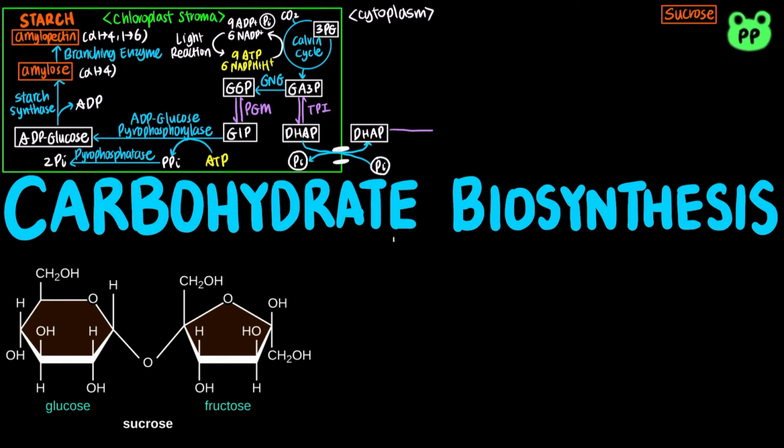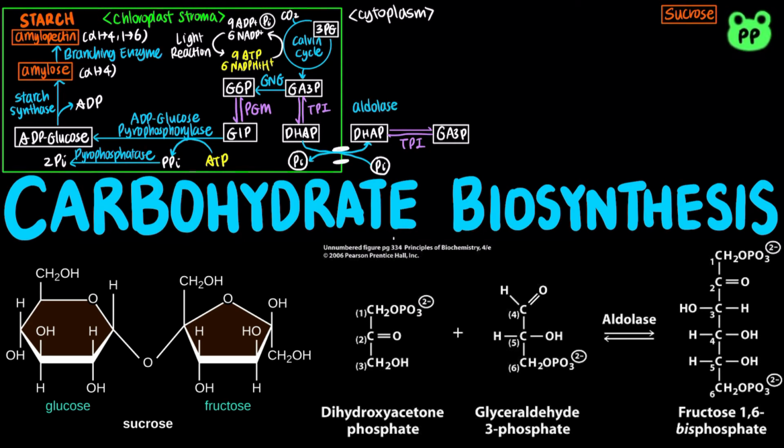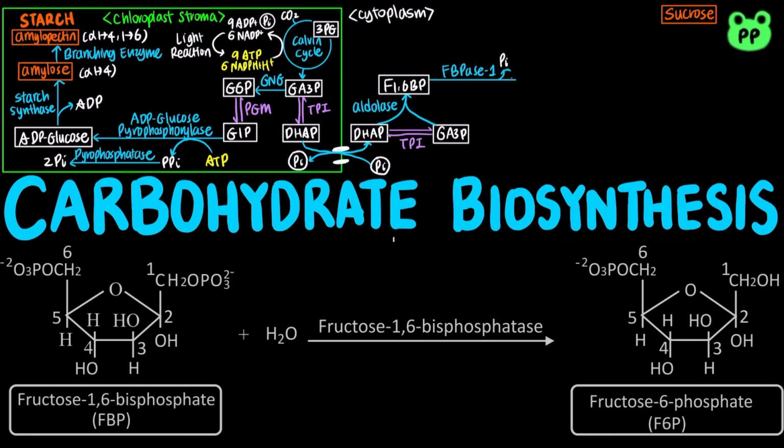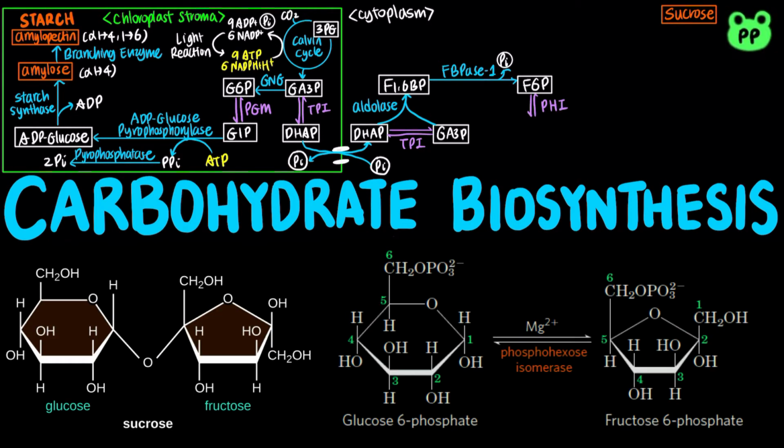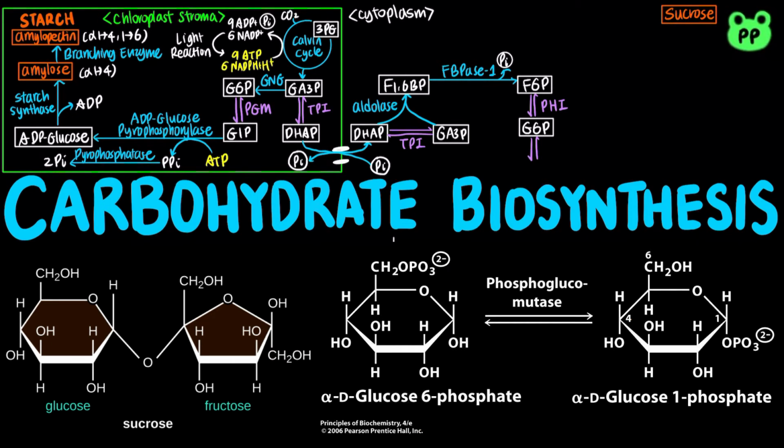Once exported to the cytosol, dihydroxyacetone phosphate is reconverted to glyceraldehyde 3-phosphate. Similar to gluconeogenesis, aldolase condenses glyceraldehyde 3-phosphate with dihydroxyacetone phosphate to form fructose 1,6-bisphosphate, abbreviated as F16BP. Fructose bisphosphatase 1 then hydrolyzes fructose 1,6-bisphosphate into fructose 6-phosphate, which is one of the precursors of sucrose biosynthesis. Fructose 6-phosphate can be isomerized by phosphohexose isomerase to form glucose 6-phosphate, which can then be converted to glucose 1-phosphate by phosphoglucomutase, similar to starch biosynthesis.